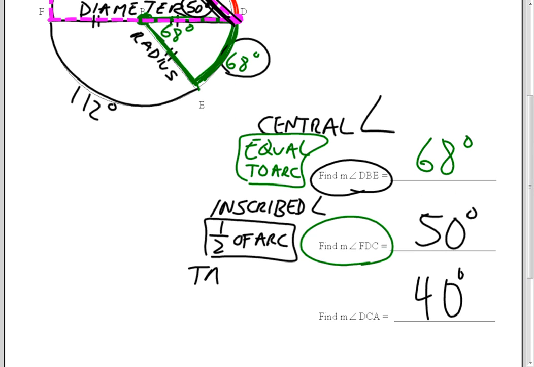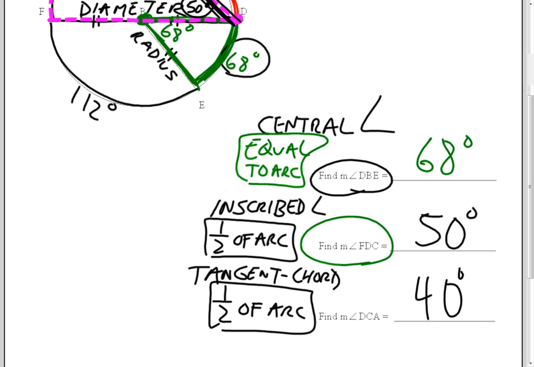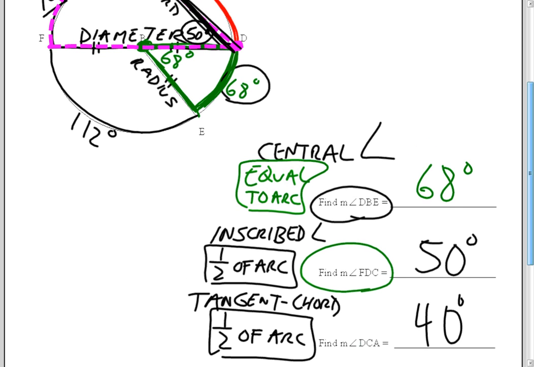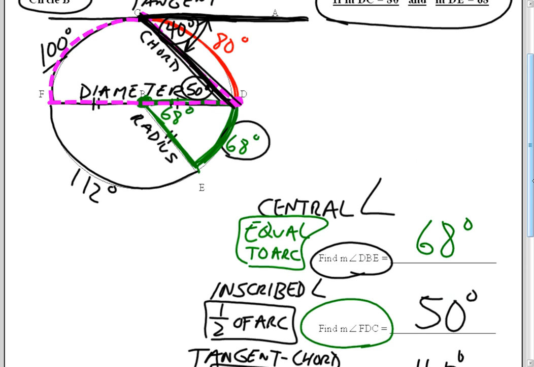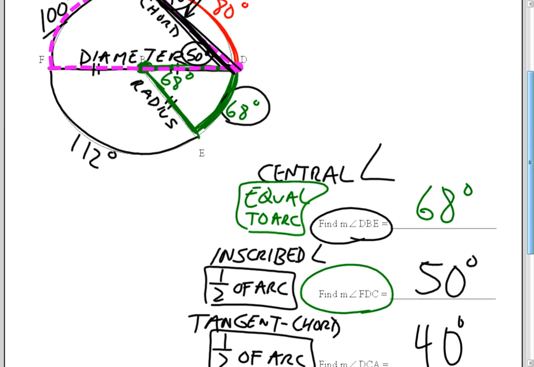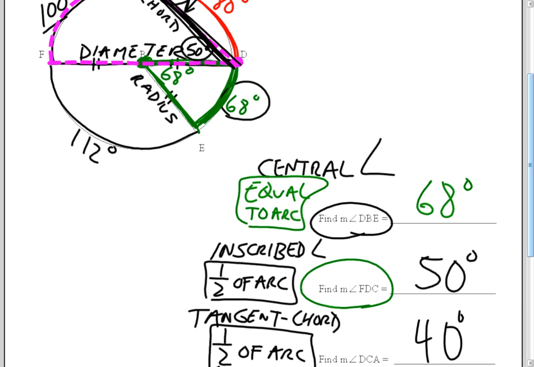We don't have a special name for that, it's just tangent chord. And the rule is the same as an inscribed angle: half of the arc that is being trapped or caught or intercepted by the tangent and the chord. Those are the big three. You got angles coming from the center, angles that come from the circle itself, and then an angle that's kind of inside and outside.